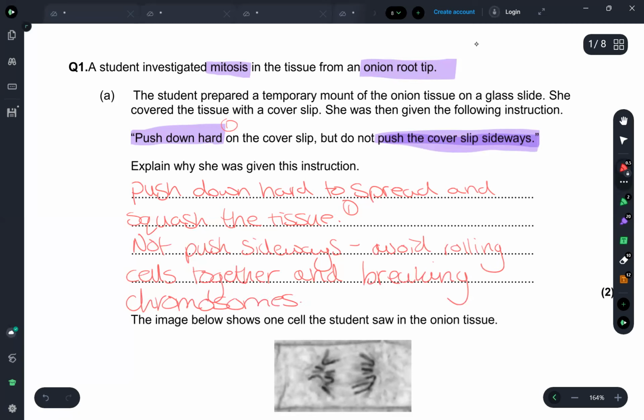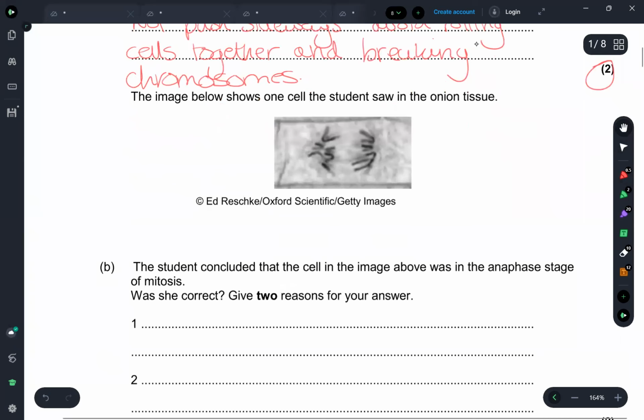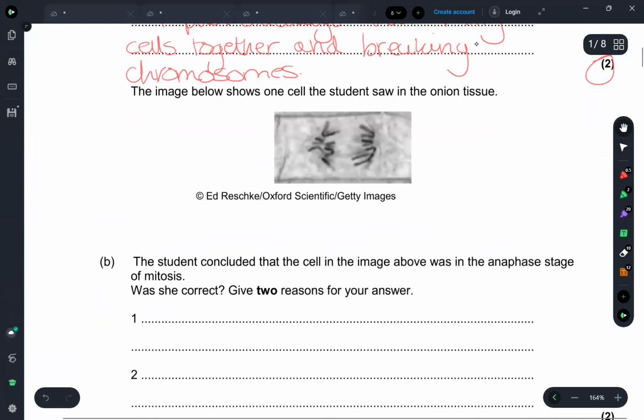So that question would get you 2 marks. First mark for explaining why we push down hard. Second for saying we don't push sideways. And we don't push sideways to avoid rolling cells together and breaking the chromosomes. So the image below, now, question continues, shows one cell that the student saw in the onion tissue.